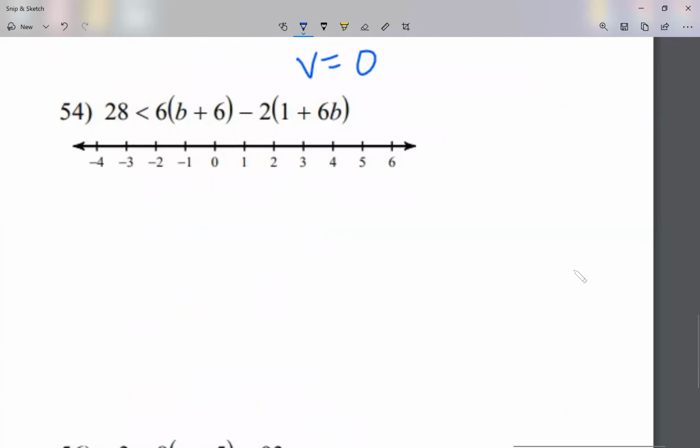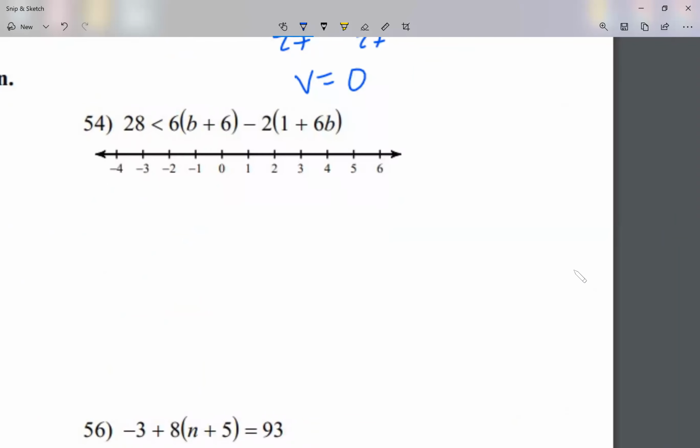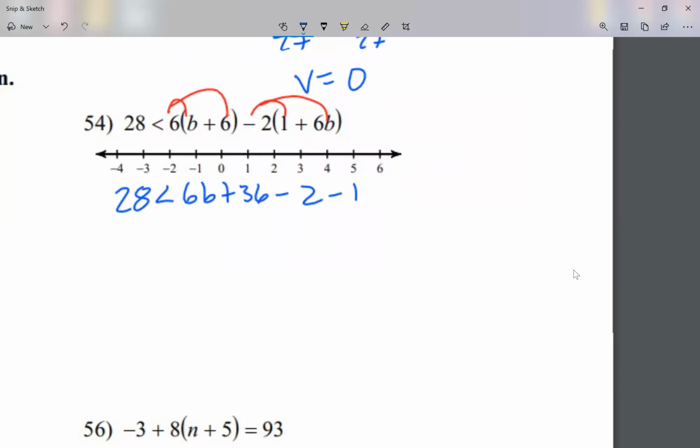Now let's take a look at 54. Have to multiply the 6 to the inside. I have to multiply the -2 to the inside. So that's going to give me 28 is less than 6b plus 36 minus 2 minus 12b. There's my inequality sign. On the left side, I just have a 28. On the right side, 6b minus 12b. That's a -6b. 36 minus 2, that's 34.